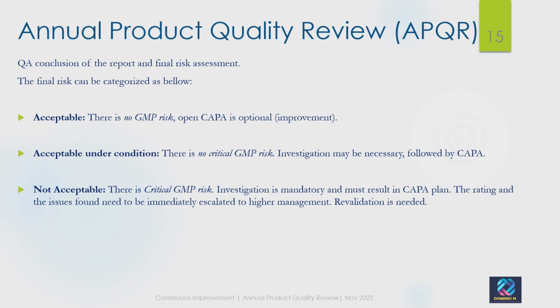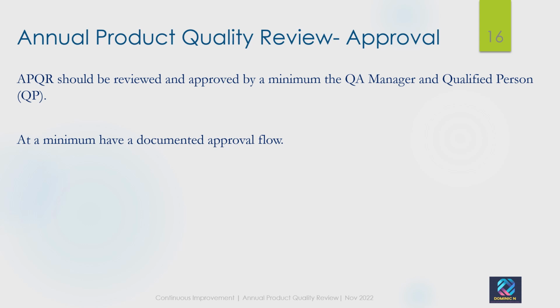Then the most important, like I mentioned earlier, is that we need to follow a risk-based approach. So once we are done with our review and our report, we should check, is there a GMP risk in all that we have reviewed? If none is open, then we should say it's acceptable. If there's no critical GMP risk, but investigation is necessary to be followed for some purpose, then yes, we can say it's accepted on that condition. But if there is a critical GMP risk, then we won't accept the APQR. An approval should be done at minimum by the quality manager and the qualified person, the QP.